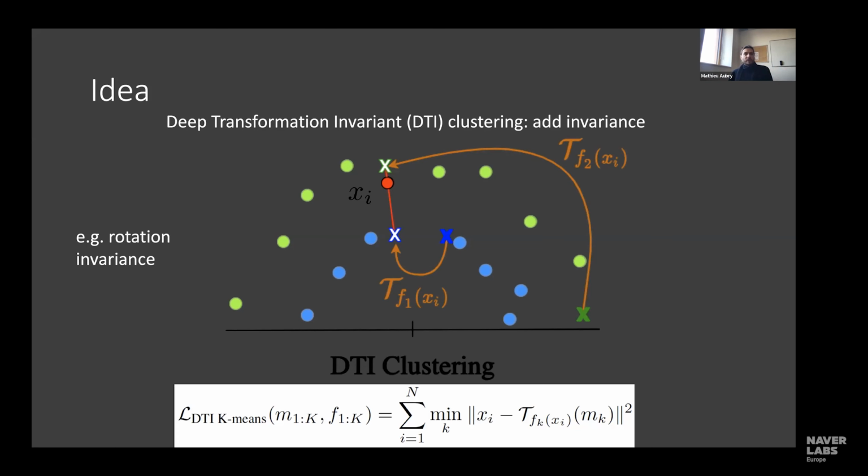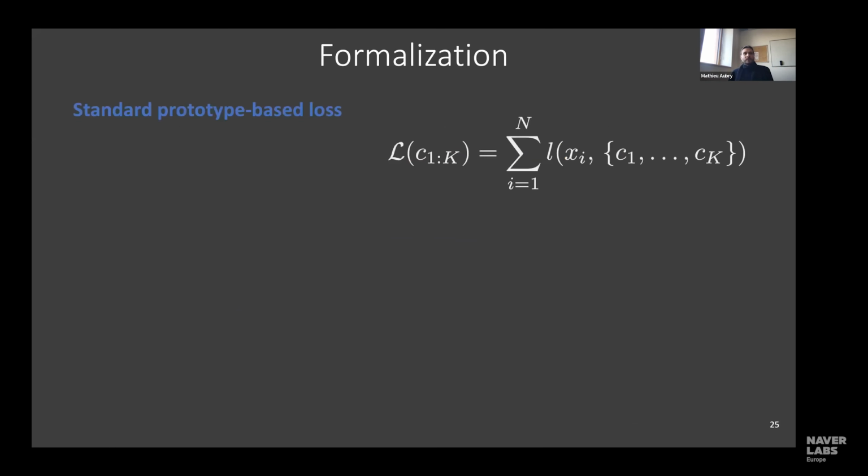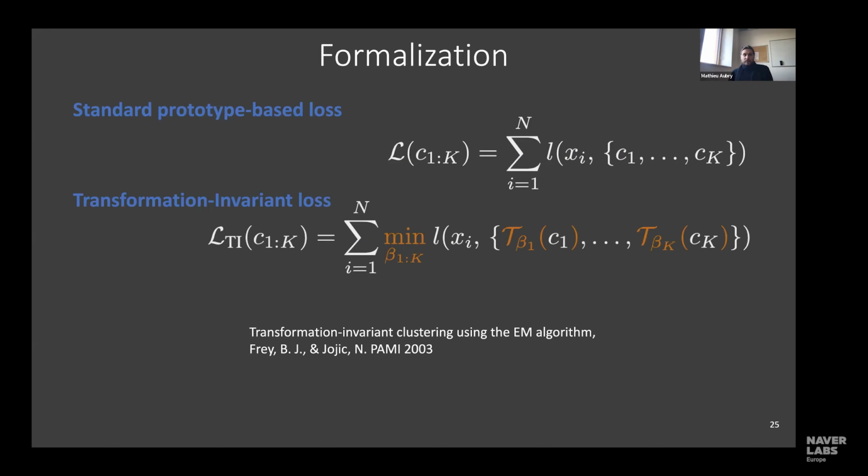So I will try to wrap it up in terms of equations. You start from a standard clustering, so a standard prototype-based clustering. You are trying to learn centroids, C1 to CK, given an input data set, and the things that you are optimizing are the CK. The next step you can go is to say that you want to do transformation invariant clustering. So you will allow any transformation in some family of transformations, for example, rotations or affine transformations of your centroid, and you will minimize the same loss, but taking the best possible transformation every time.